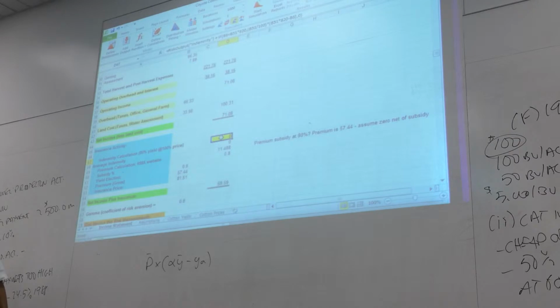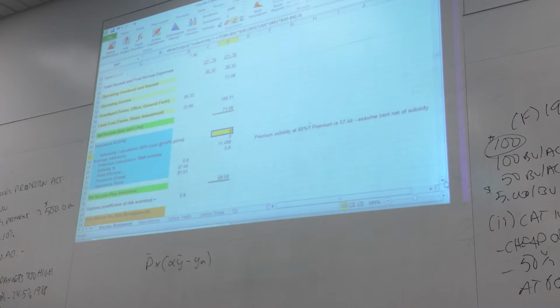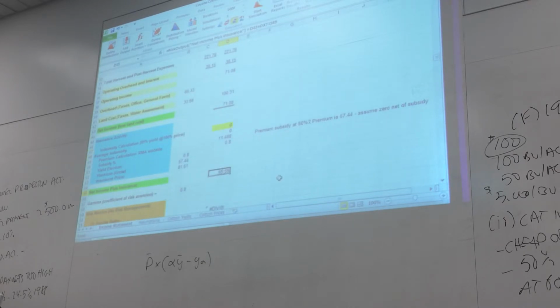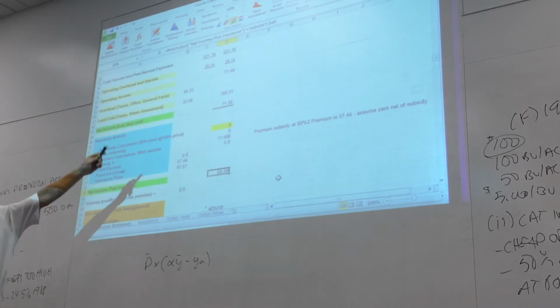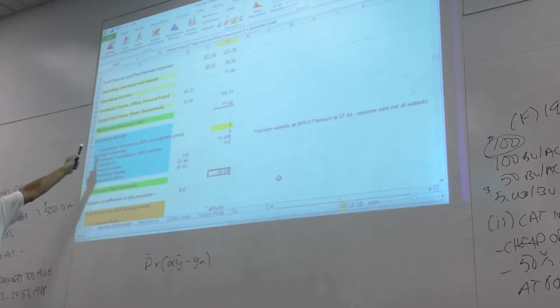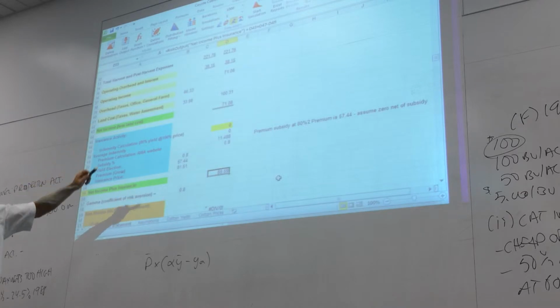All right, so then we calculate down here. Once we calculate our indemnity, we have to calculate net income plus insurance. So in the calculation there, it's D43, which is our net income before insurance, plus D47. D47 is the indemnity that we get paid.